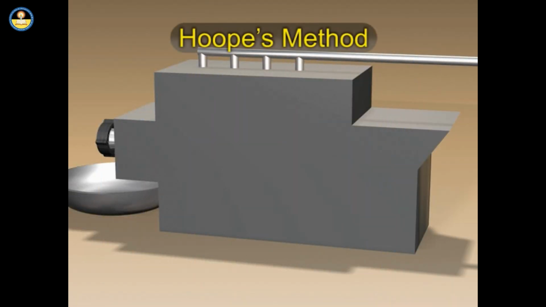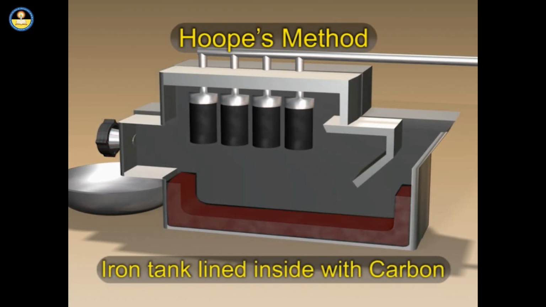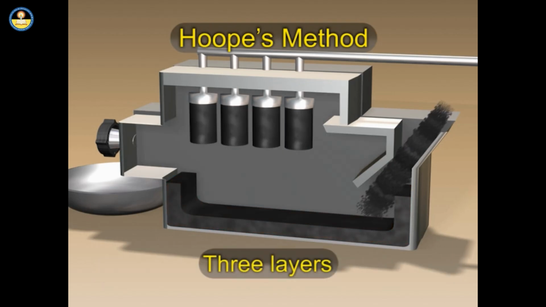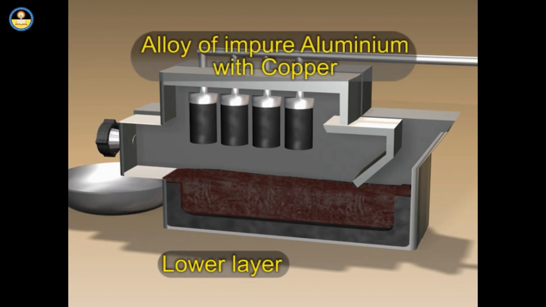Metals obtained commercially by electrolytic methods. Aluminium oxide is reduced to aluminium in an electrolytic cell, and the process is carried out in an iron tank lined inside with carbon. It has 3 layers of fused mass. The lower layer consists of an alloy of impure aluminium with copper. This layer serves as the anode.